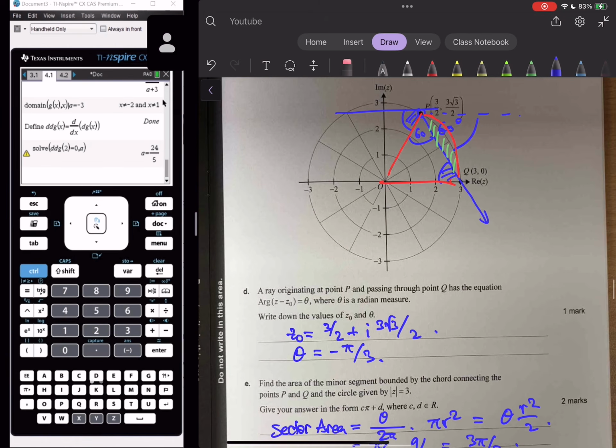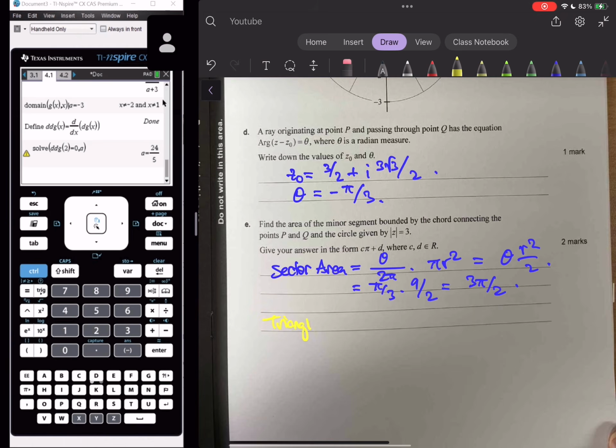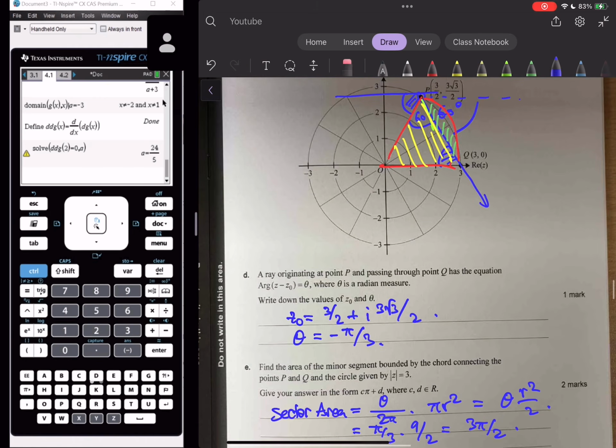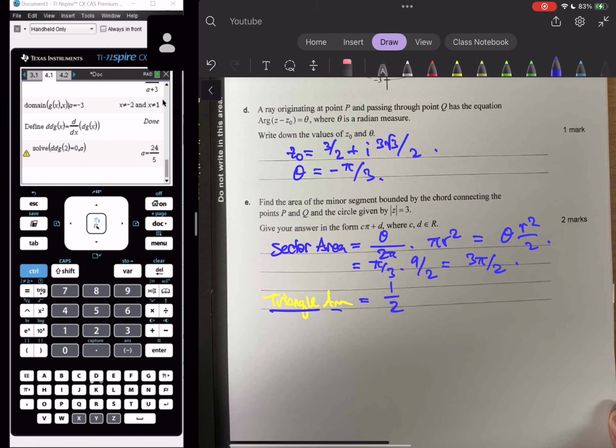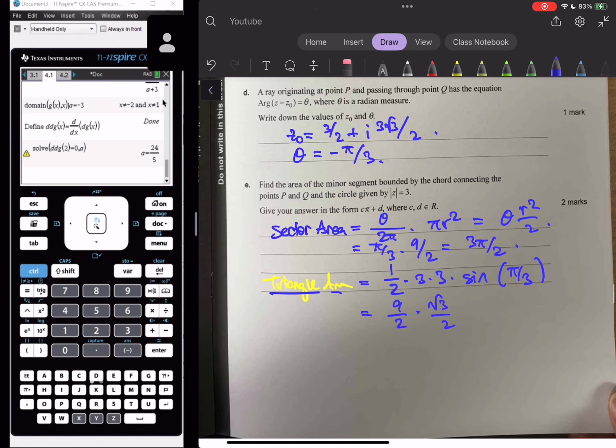Okay, and then we also have this area of the triangle. Let's shade that in yellow. So what's the yellow area? So this is a triangle area. The area formula, if I remember right, was something like a half times AB times sine theta. I think it was sine theta. It was half, so in this case it would be a half times 3 times 3 times the sine of pi on 3. So this works out to be 9 on 2. Sine of pi on 3 is root 3 on 2. So this gives us 9 root 3 divided by 4.